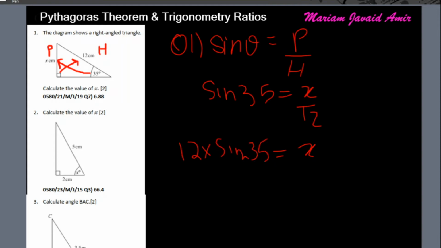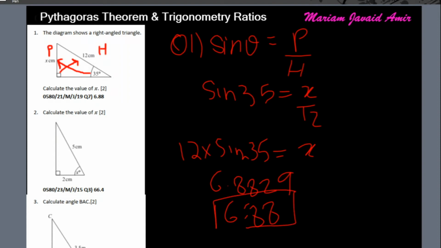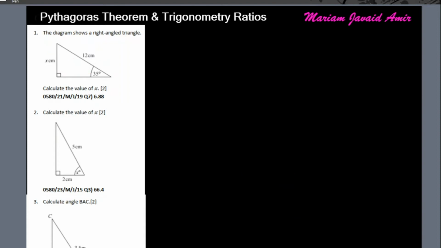Enter this in your calculator, 12 into sine 35, which gives us 6.8829, and the rounded off answer will be 6.88. Alright, next up is question 2, where we need to find x.